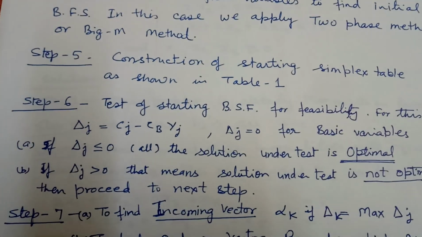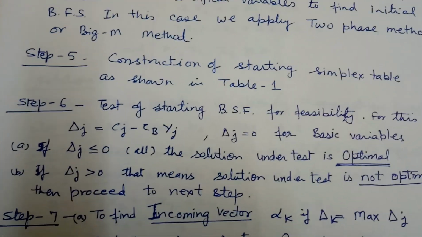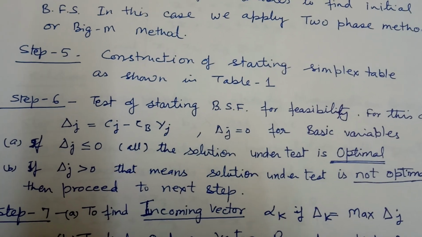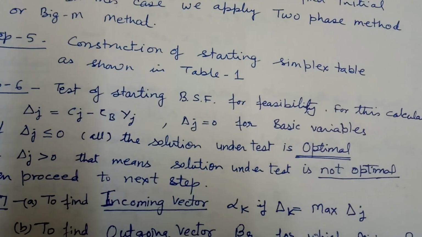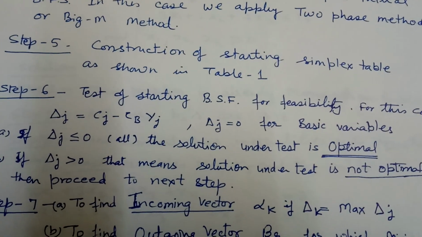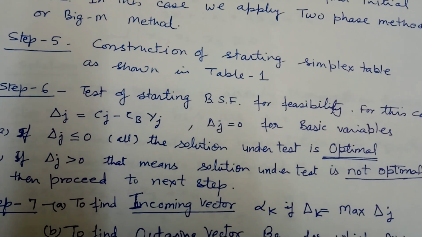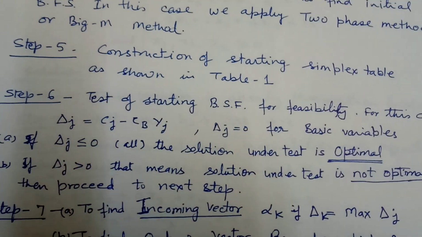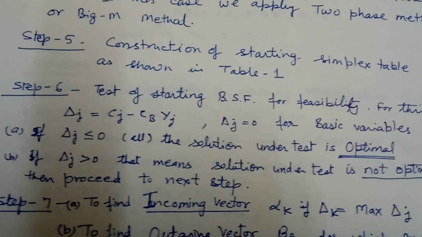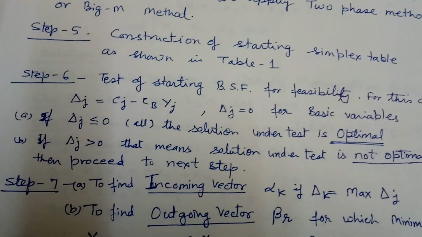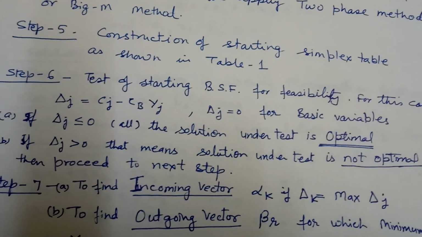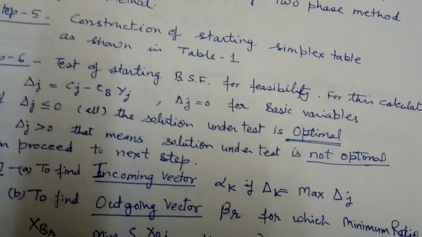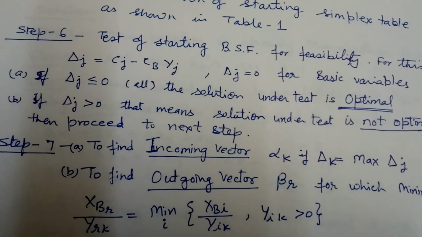Here two cases arise. If delta j is less than or equal to 0, the solution under test is optimal. That means if we get delta j all either 0 or negative, then we get an optimal solution. And in case delta j is greater than or equal to 0, that means positive, the solution under test is not optimal. Then proceed to the next step.